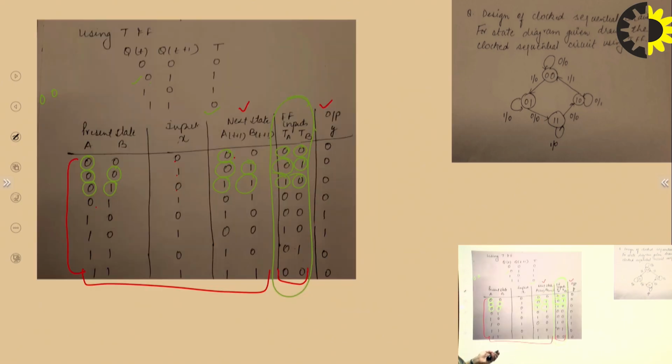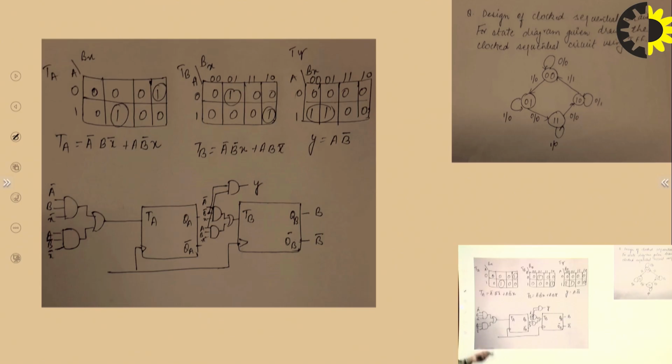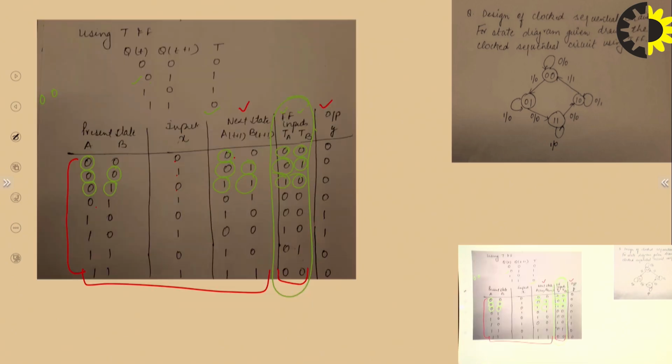Then what is the next step? The next step is that we will write expressions for TA, the T flip-flop for B, TB, and the output Y, because this is the main thing for our designing part. So for this you will create your K map. Here you put your A, here you put BX, similarly B, and this is A, BX, and this is for Y. So for TA, TB and Y, you will put 1 accordingly.